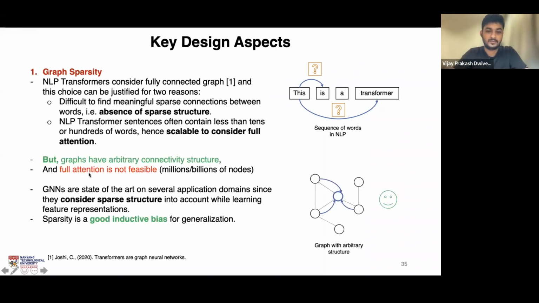But in the case of graph data sets, which have arbitrary connectivity structure, full attention is not feasible, because graphs can have millions or billions of nodes as well. So for NLP, it's possible. For actual real world graph data sets, it may not be possible. And when we use the full graph structure in the case of real world graph data sets that have a structure available, we may be losing very critical information.